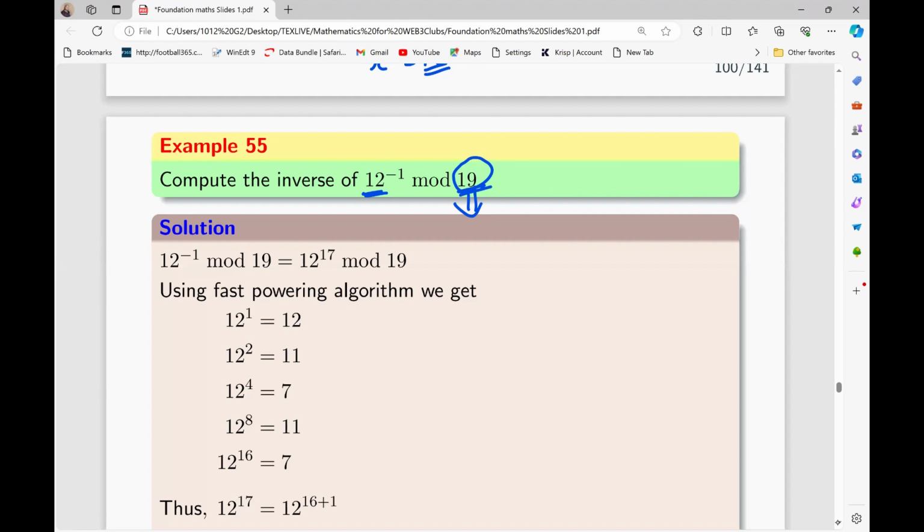So what does it say? That the inverse of 12 mod 19 is the same as 12 raised to 19 minus 2.